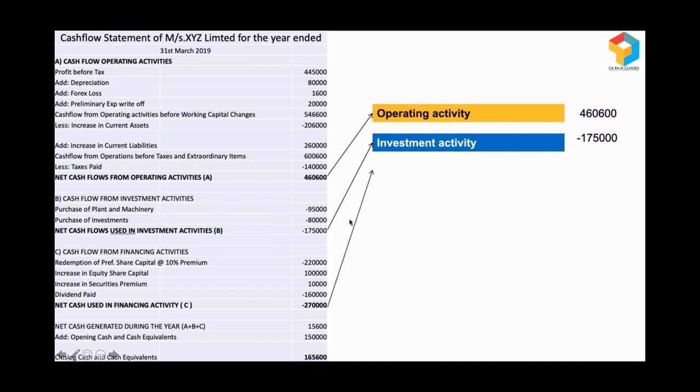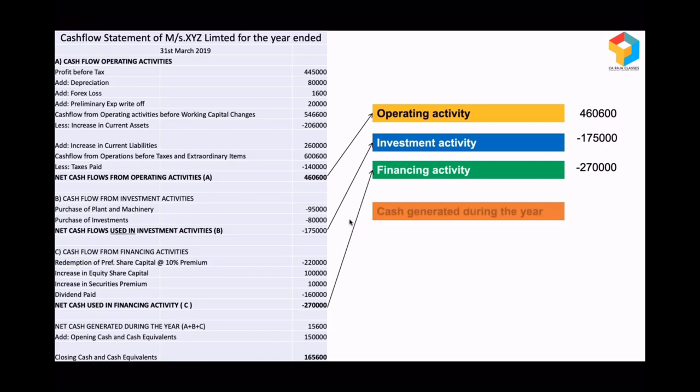Then look at the next key item, that is investment activity. Sorry, financing activity. The next key item is financing activity, and it is a negative cash of 2,70,000. It means to that extent cash had gone out. And if you want to know what those components are, you can go to the cash flow statement and you can see. And now if you add all the three, you get to know what is the cash generated during the year, and it's 15,600.